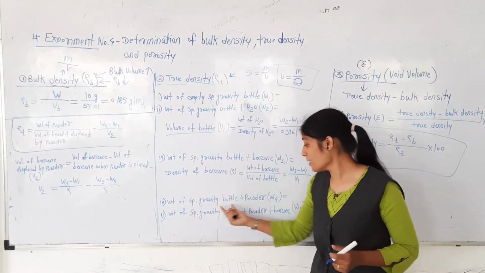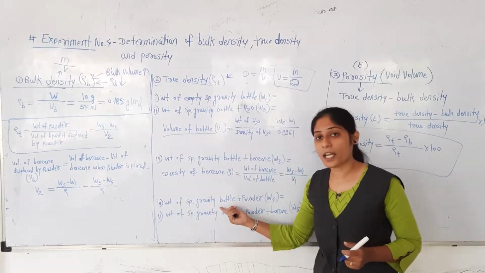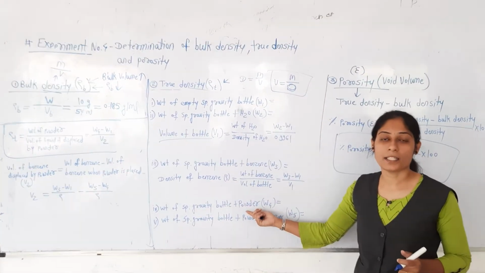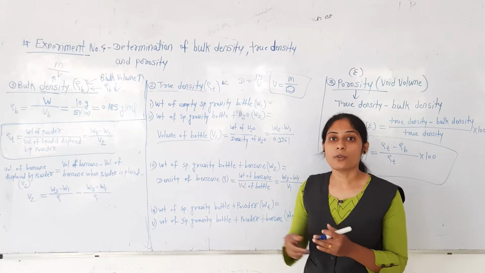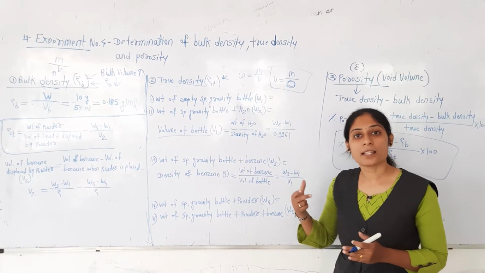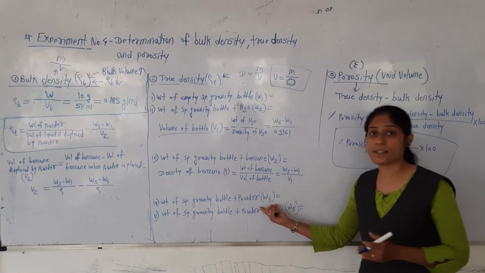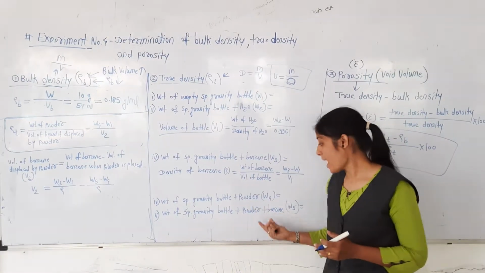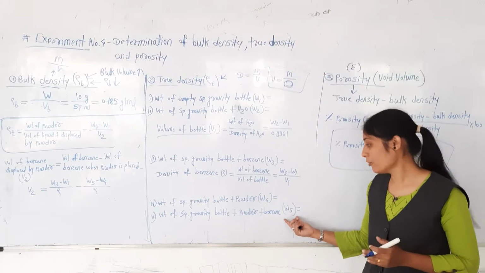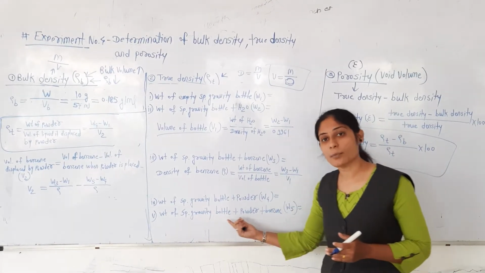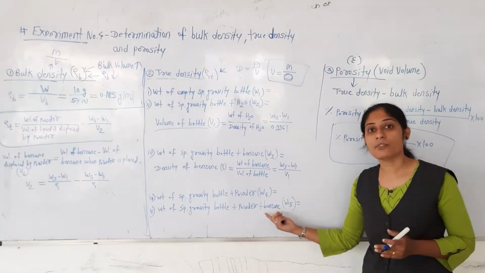After that we determine the weight of specific gravity bottle with powder sample. It means we fill the powder sample in the specific gravity bottle and take their weight, that is called W4. Then last we determine W5. W5 means weight of specific gravity bottle with powder sample with liquid.